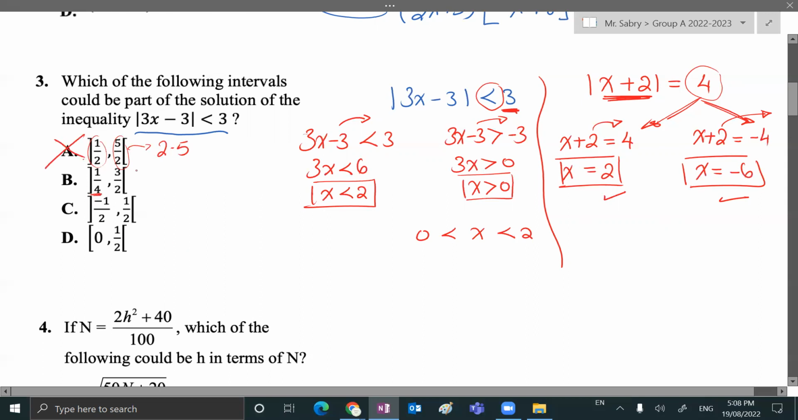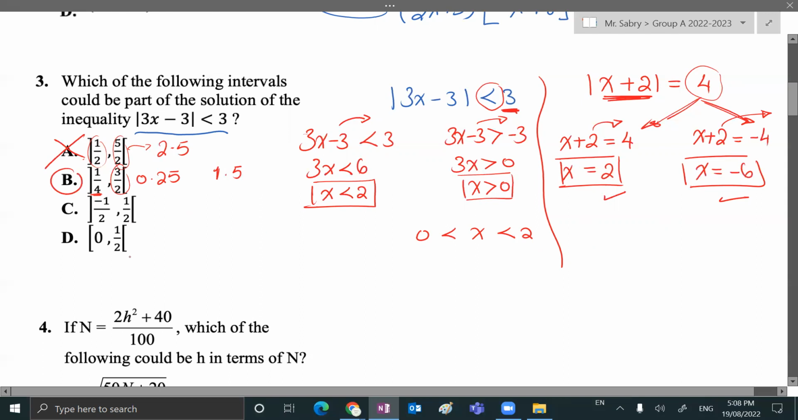If you check this one, 1/4 means 0.25. This is bigger than 0. With 3/2, which means 1.5, which is still less than 2. So both of those numbers are inside this, what's it called, interval. So yes, B must be 100% true.